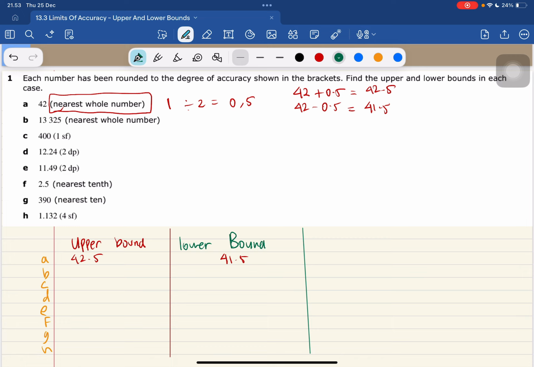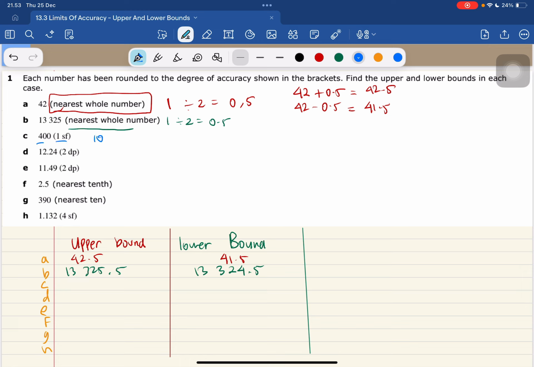Okay, next. This is the nearest whole number, same thing, 1. We make it a half, 0.5. Upper, we will plus 0.5, while the lower will minus 0.5. So we will get the upper is 13,325.5, while the lower is 13,324.5.